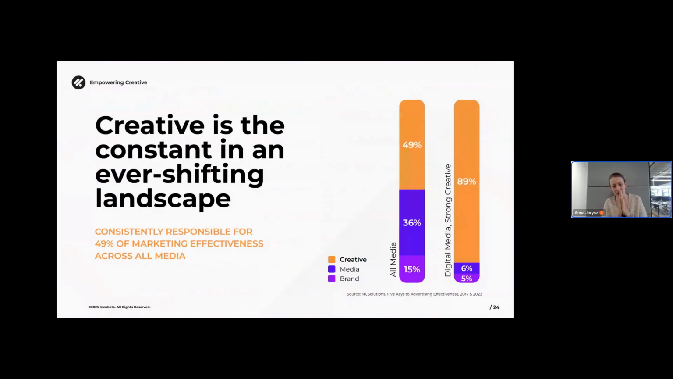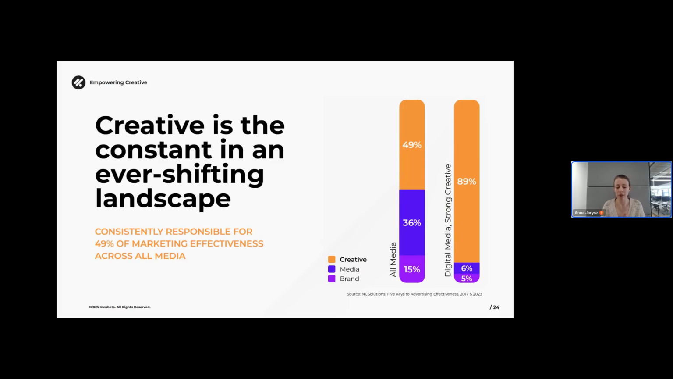So there's a lot of versions of this type of data, and this is one I quite like. It's data that shows that actually over time, as things have evolved, creative has always consistently been up there. There's been points where other factors have varied a bit more, but creative has consistently accounted for about half of the marketing effectiveness across all media. And then what this graph on the right shows is the impact when looking specifically at digital campaigns where there is a strong creative, and the significance of the impact of the creative to the performance versus all the other factors.